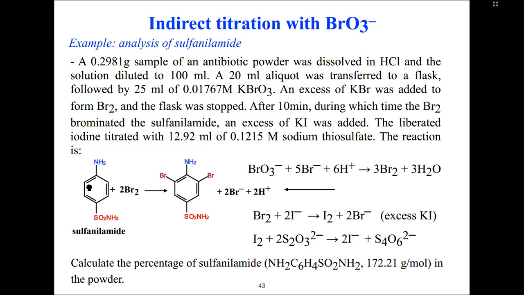Now you determine the mole of sulfonamide, convert it into mass. The molecular mass is given. Okay, convert into the mass, and that is the mass of sulfonamide in your antibiotic. You can use that mass of sulfonamide to determine the percentage of sulfonamide.